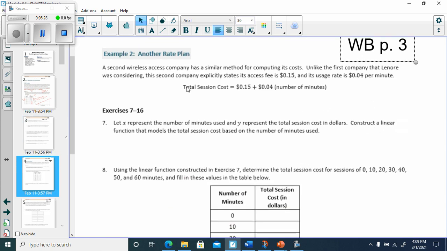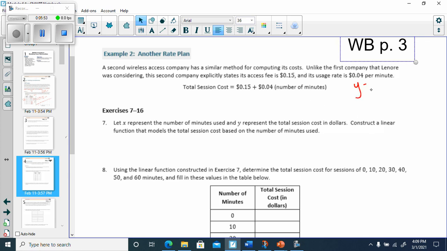Another rate plan. A second wireless access company has a similar method for computing its cost. Unlike the first company that Lenore was considering, this second company explicitly states its access fee is 15 cents, so they start with 15 cents. And its usage rate is 4 cents per minute. So 4 cents per minute times your number of minutes. That's your total cost.